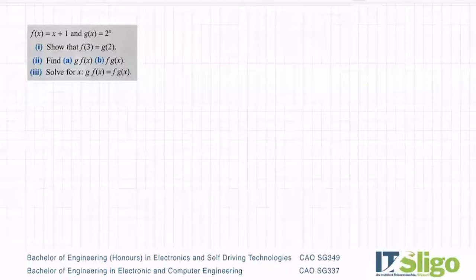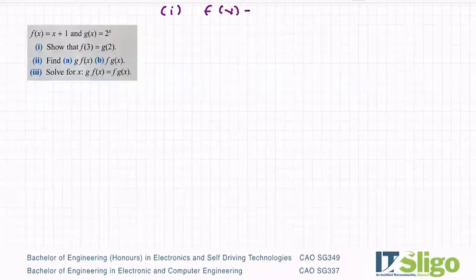Okay, f of x equals x plus 1, g of x is equal to 2 to the power of x. Part 1, show that f of 3 is equal to g of 2. Part 2, find g after f of x. B, find f after g of x. And then part 3, solve for x, where the two of them are equal. Okay, let's start off with part 1.